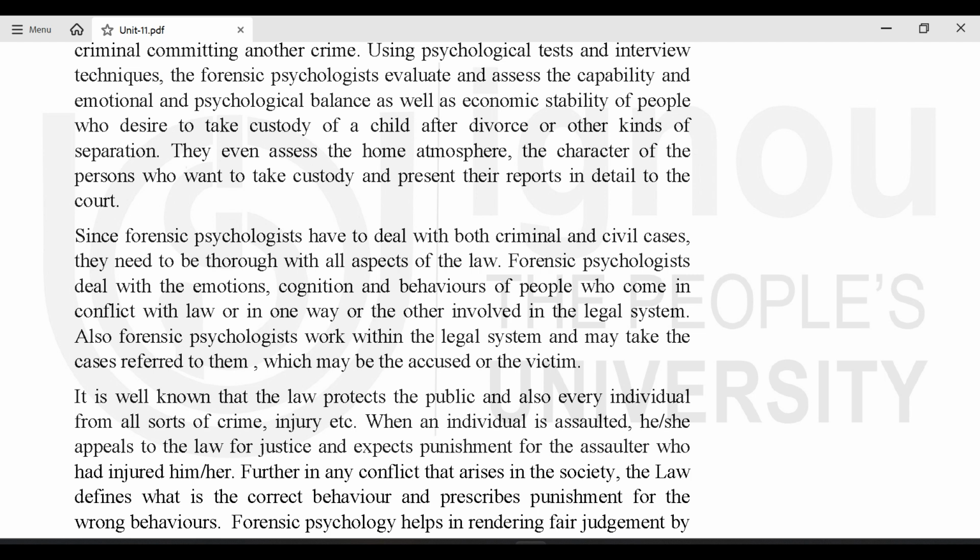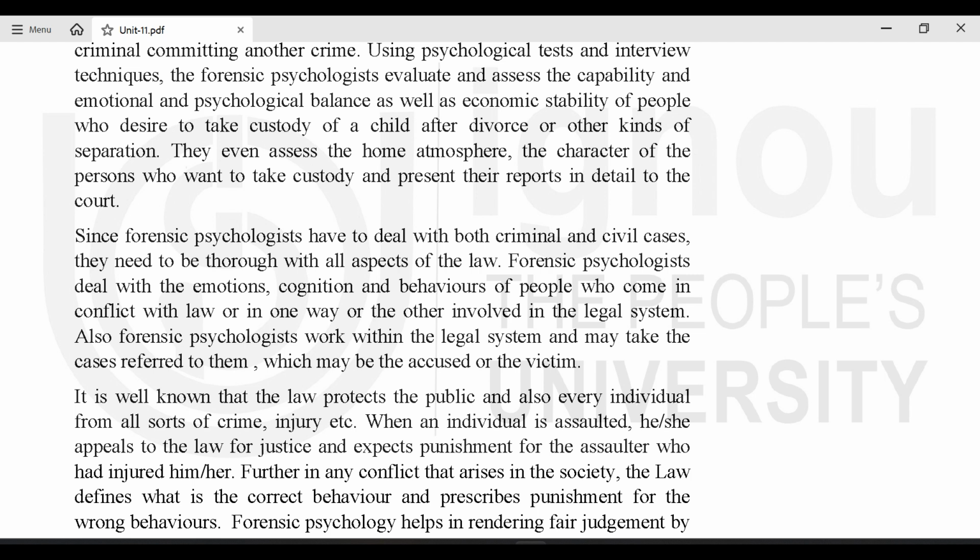Since forensic psychologists have to deal with both criminal and civil cases, they need to be thorough with all aspects of the law. Forensic psychologists deal with the emotions, cognition and behaviors of people who come in conflict with law or in one way or the other are involved in the legal system. Also, forensic psychologists work within the legal system and may take the cases referred to them, which may be the accused or the victim. It is well known that the law protects the public and also every individual from all sorts of crime, injury, etc.